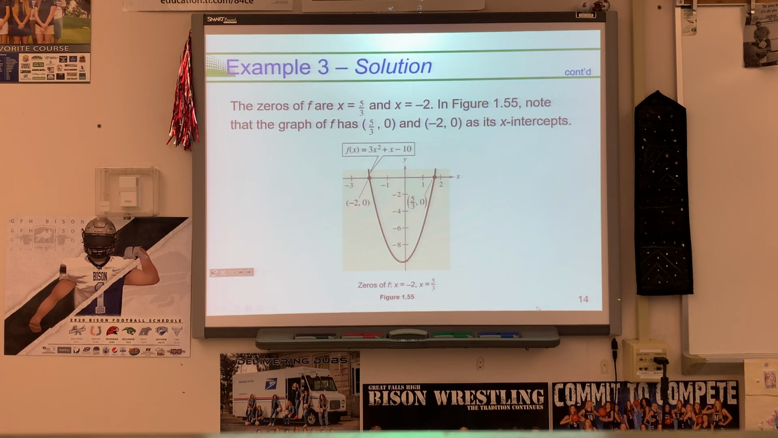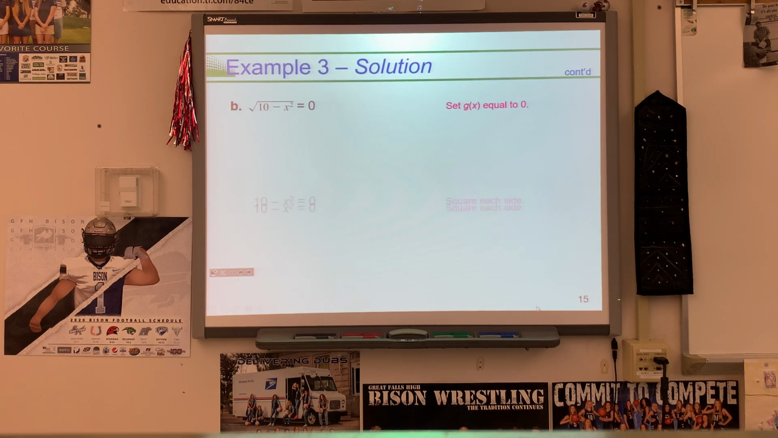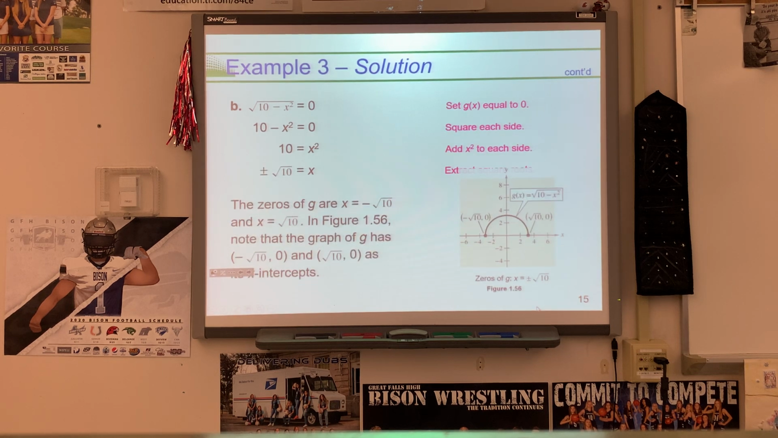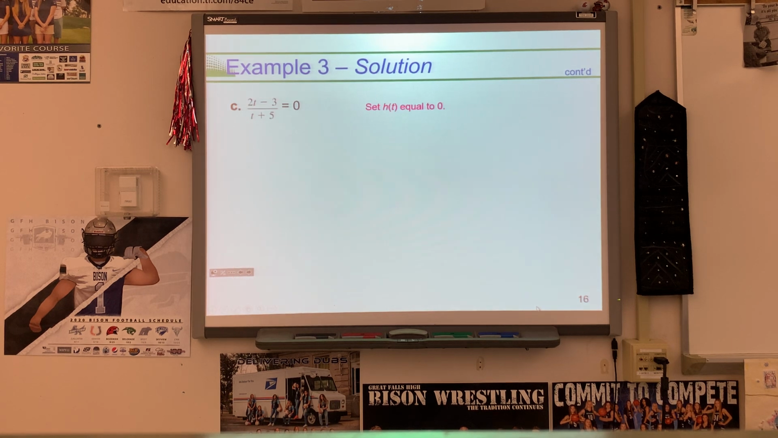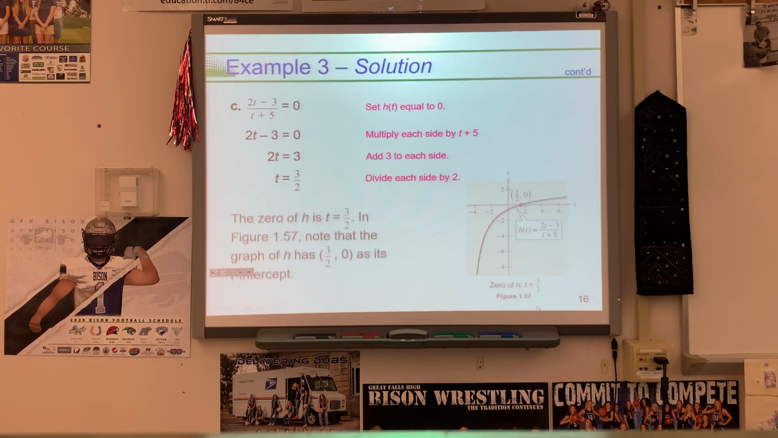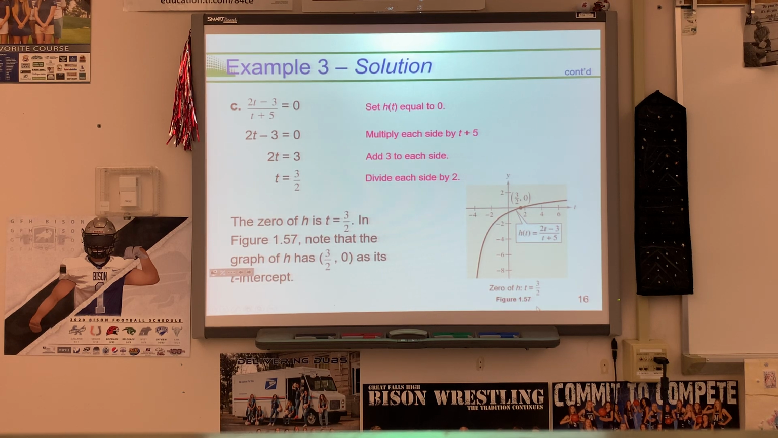Again, this is a lesson studying the graph of functions. So here's the graph of that first function we looked at. And again, just re-emphasizing that the zero of a function is an x-intercept. Notice that this quadratic has 2 x-intercepts, so 2 zeros. And the second one, we got x equals plus or minus 10. Sure enough, if you were to graph that function, it's a semicircle, and notice that it has 2 x-intercepts. Those are our zeros. And lastly, this rational function has the zero at t equals 3/2 like we found.